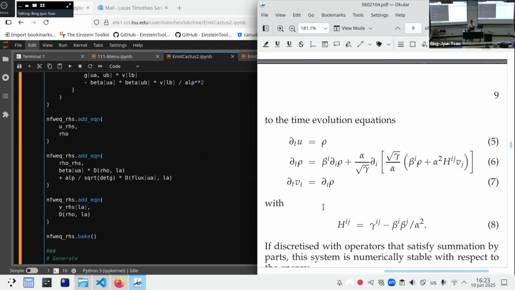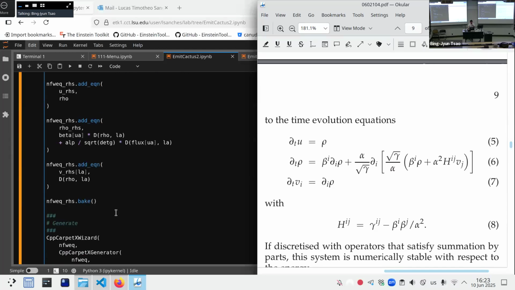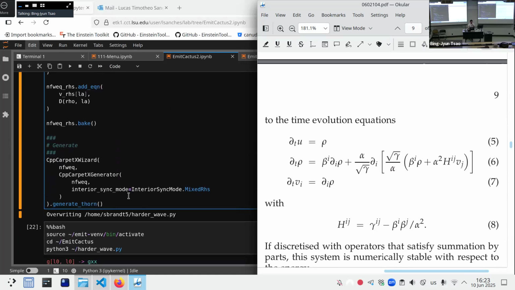And finally, for our vector-like quantity v, it's also a simple quantity. We have v right-hand side. It's just a derivative of rho with respect to that lower index. And this is the end of the recipe. So this recipe generates an evolution thorn for this set of equations, 5, 6, 7, and 8.